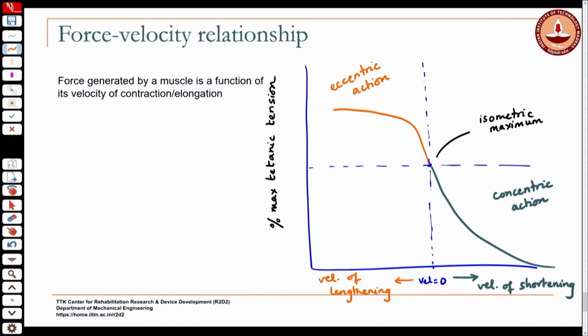Okay. And it also has to do with the passive elastic components. Remember, I mentioned that they are viscoelastic. So, as the velocity increases, they also start producing greater resistance to the lengthening. So, this relationship is called the force velocity relationship. So, you have reduced force generation capacity at higher velocities of contraction.